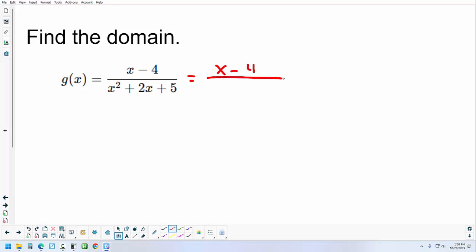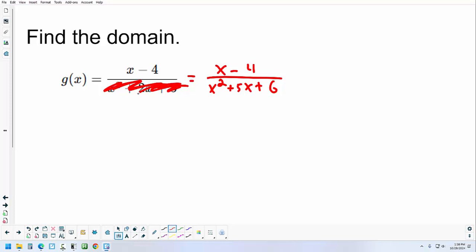I just don't like the bottom. Let's do x squared plus, let's do 5x plus 6. Let's make it that.